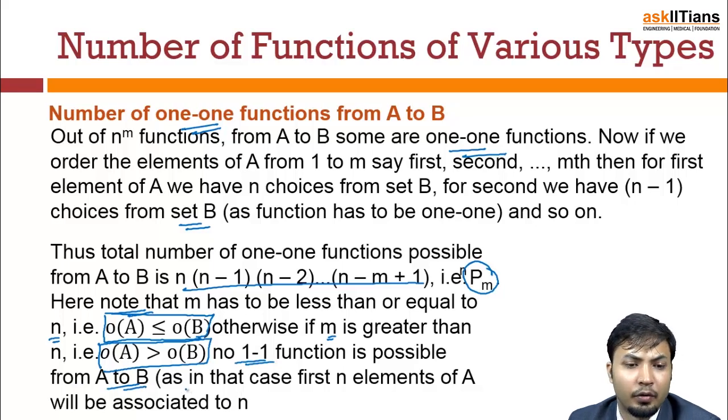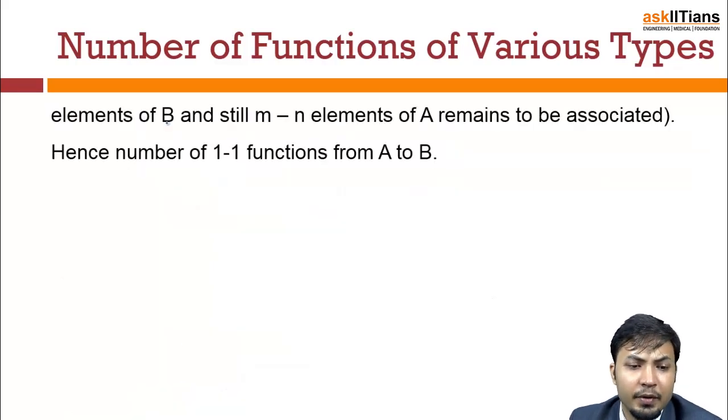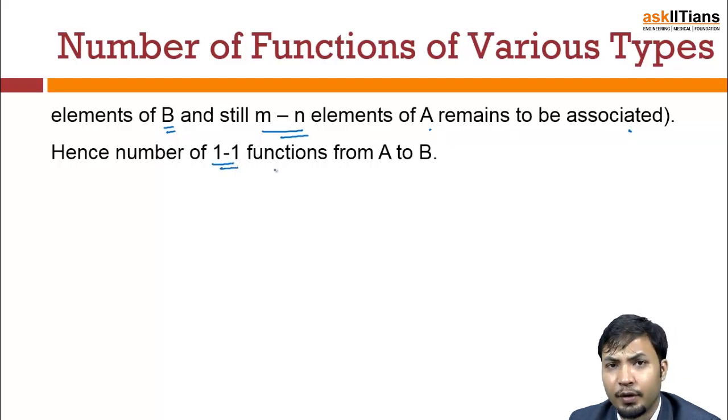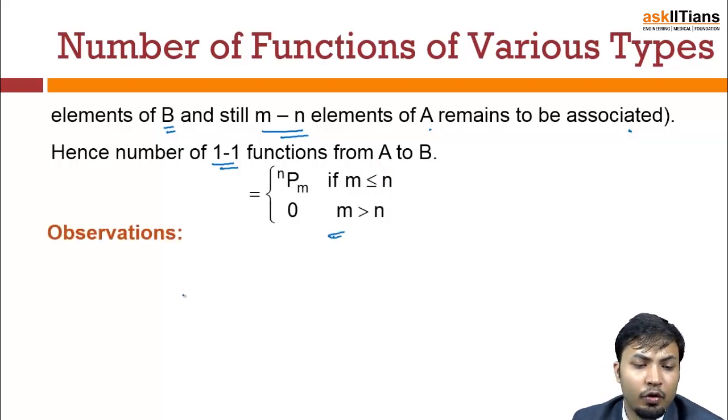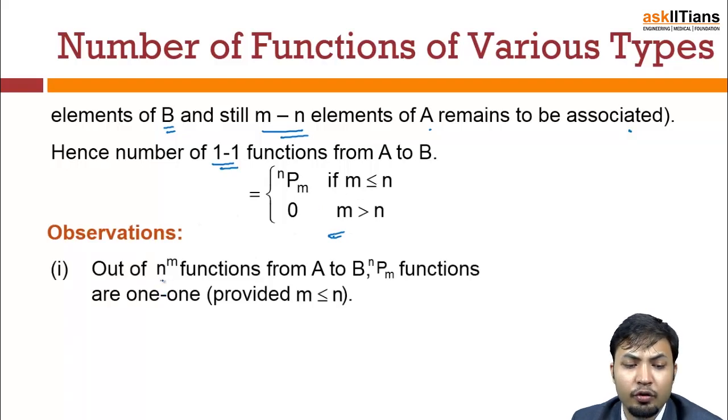Now, for elements in B, there exist m minus n elements of A that remain to be associated. Therefore, the number of one-one functions from A to B will vary accordingly. If you observe properly, you will find that out of n to the power m functions from A to B, nPm functions are one-one.